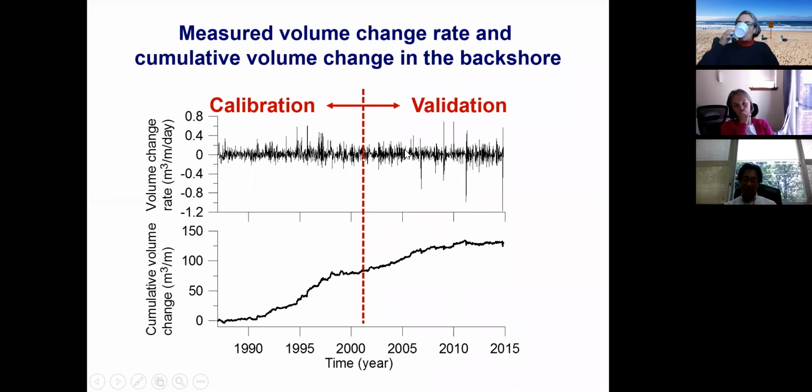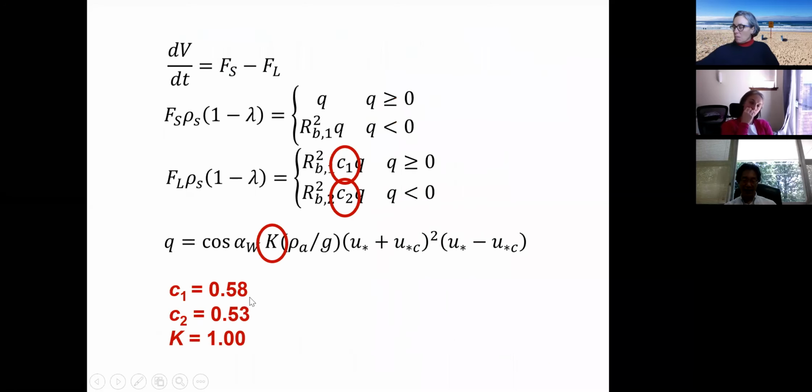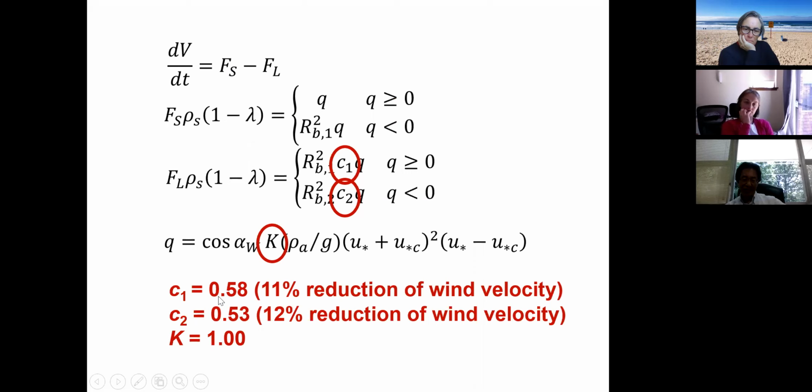And here are the obtained parameter values. C1 was 0.58, C2 was 0.53, and K was 1.0. This C1 value of 0.58 is equivalent to an 11% reduction of the wind velocity. And the C2 value of 0.53 is equivalent to a 12% reduction of the wind velocity, which seemed to be reasonable. And K is 1.0.